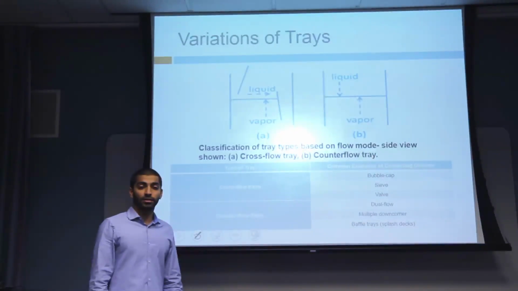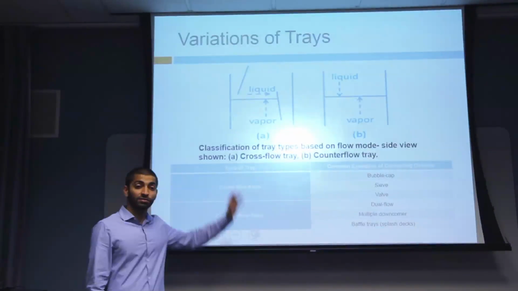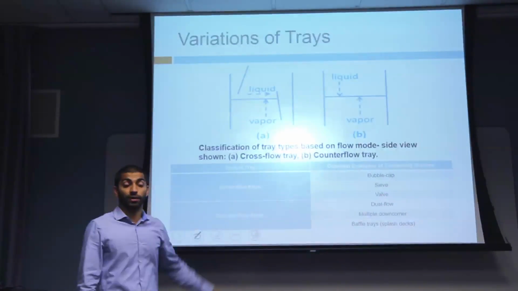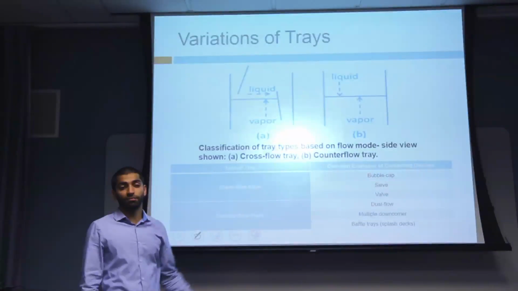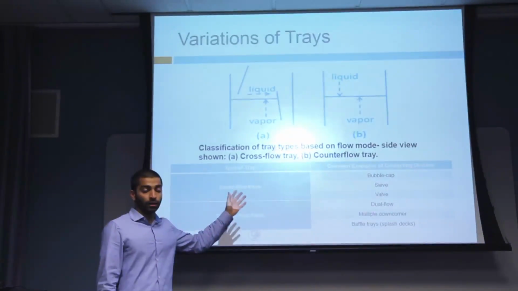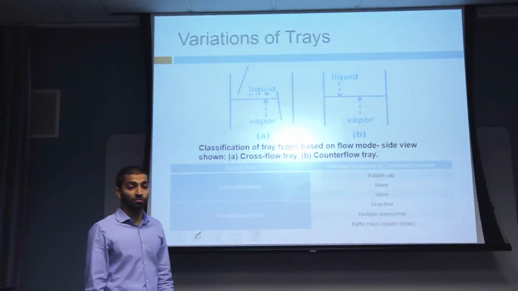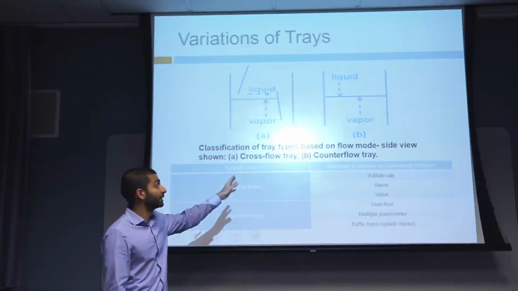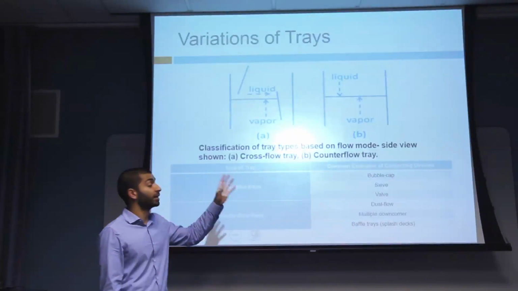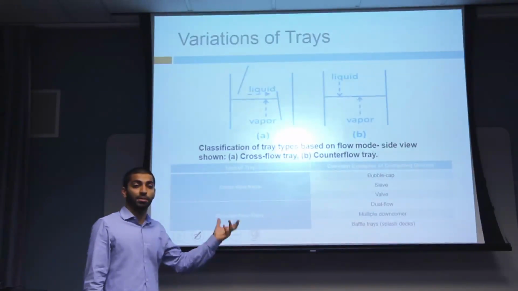So the trays are categorized into two main categories of types of trays. The first one you see on the left side is a counterflow tray, and the one on the right side is a crossflow tray. The differences between them are very subtle but important. In the crossflow tray, the liquid and vapor are flowing in perpendicular directions. That means the liquid is flowing sideways and the vapor is flowing downwards. In the counterflow trays, the liquid and vapor are flowing in the exact opposite direction to each other, and they're flowing through the same perforations.